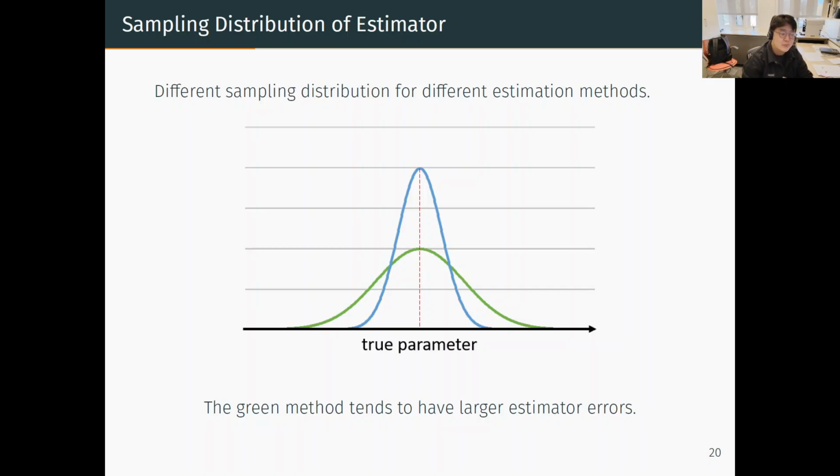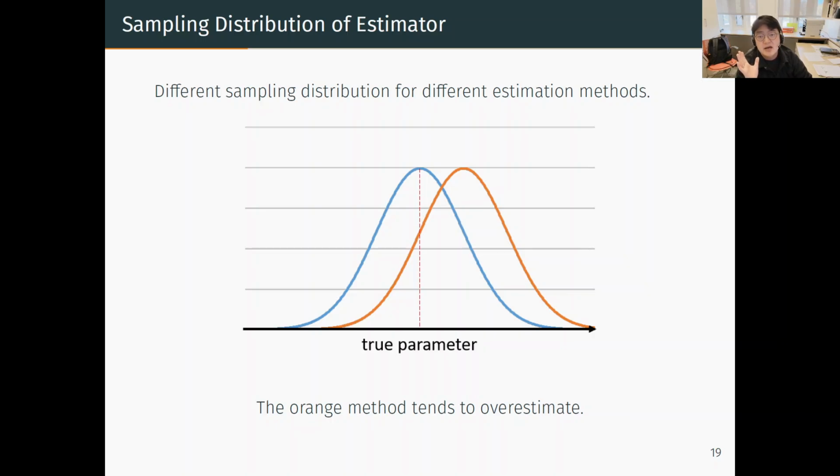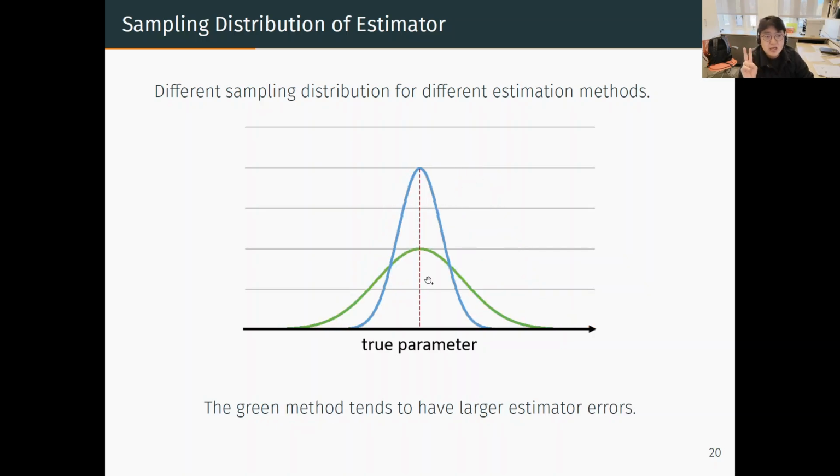Okay, so these two are the basic ideas behind our criteria. One is about, simply speaking, the center. Orange has a wrong center. It's too large overall. And second, it's about variability. Green is too variable, so it's not reliable. You may have larger error than with blue.